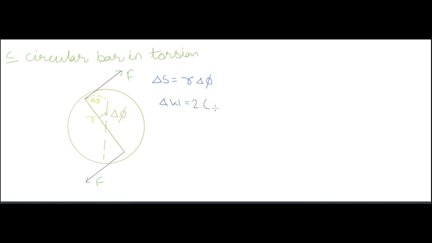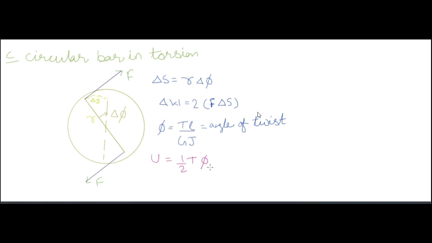Now work done is equal to 1/2 F delta S. And phi is equal to TL by GJ. T is the torsion, L is the length, G is the modulus of rigidity, and J is the polar moment of inertia. And phi is the angle of twist.